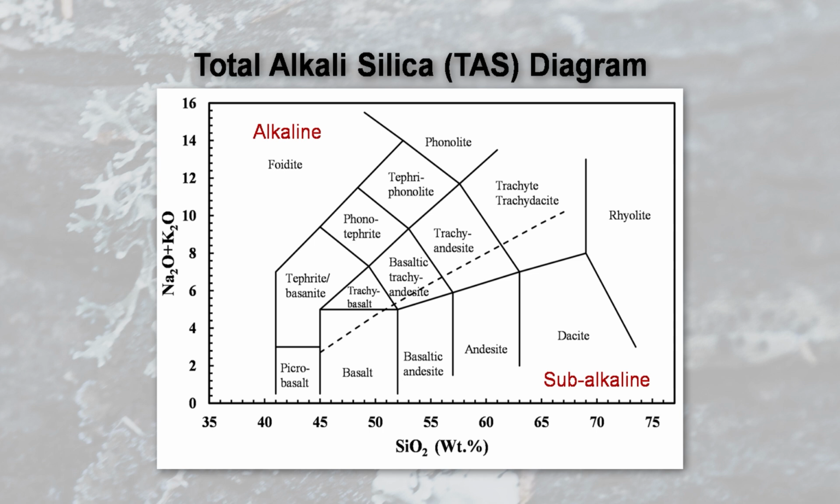So these different fields have been marked. We have phonolite, tephrophonolite, phonotephrite, tephritic basanite, picrobasalt, basalt, basaltic andesite, andesite. So here is a line which is marked in dashed, which is classifying the rocks into two groups. We have the alkaline rocks and then we have the subalkaline rocks.